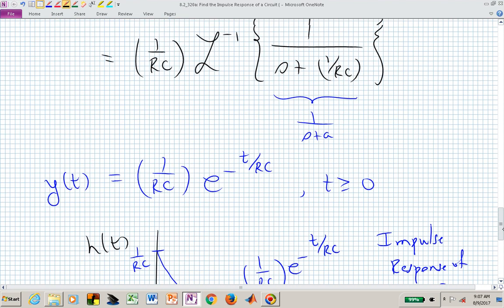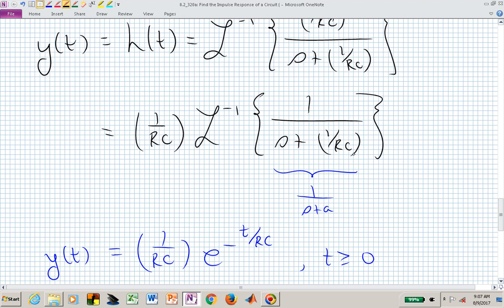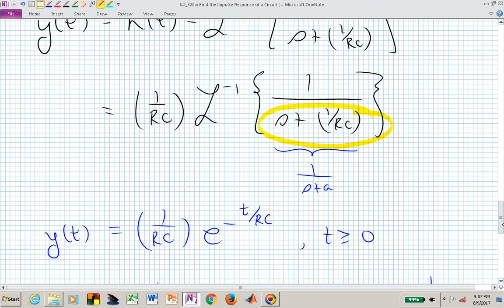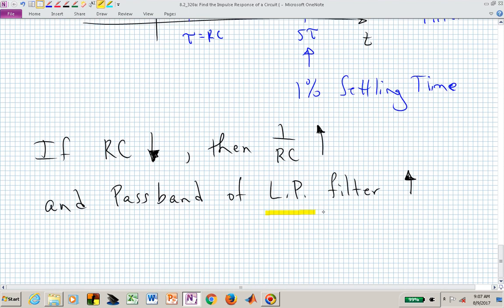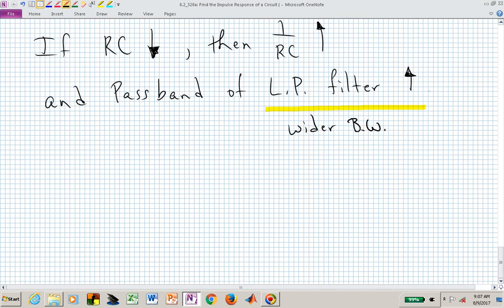Look at what 1 over RC does. If 1 over RC gets bigger, then this pole moves further into the left half plane, and that now makes our low pass filter have a wider bandwidth. And because of that, now the low pass filter passes more frequencies.